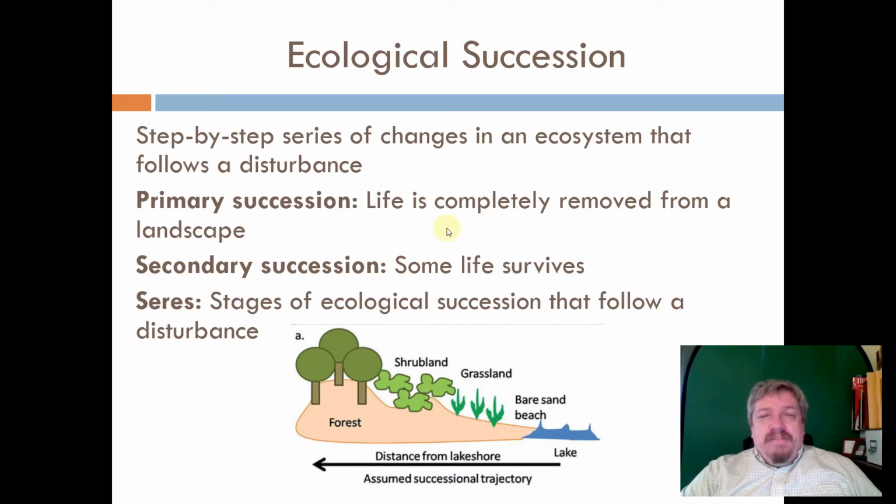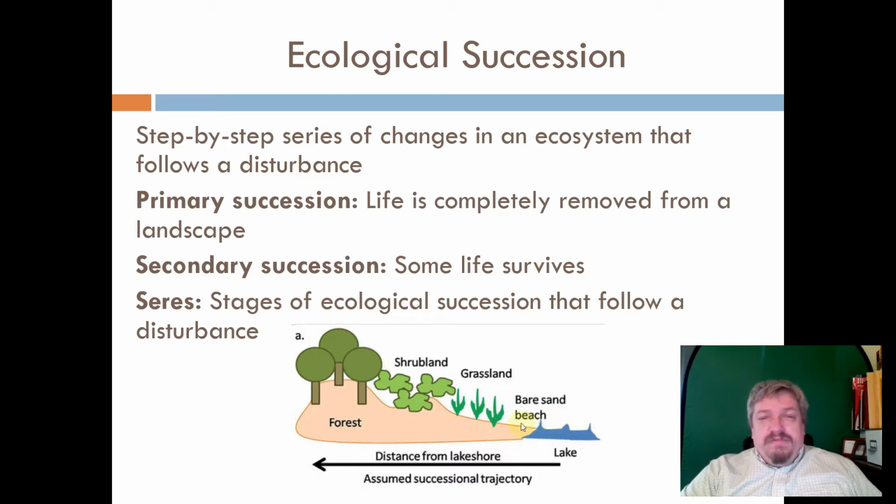So the primary event is when something happens to remove life from a landscape. A volcanic eruption covers everything in hot lava, or a meteorite hits the earth. Something where life is completely removed from the environment. What if you have a secondary succession? Some life survives. So you have a fire that burns down most of the grass but not the trees, right? And then what happens after that are these series or stages that follow.